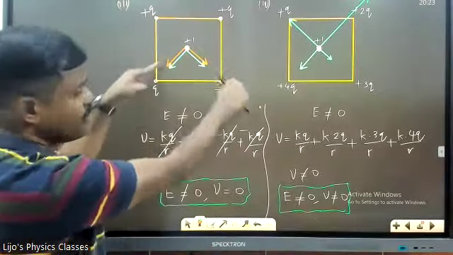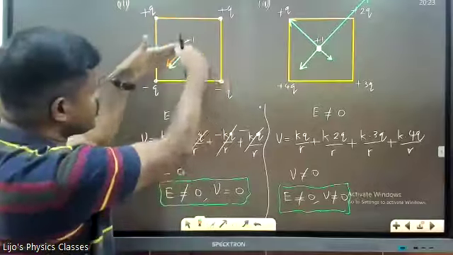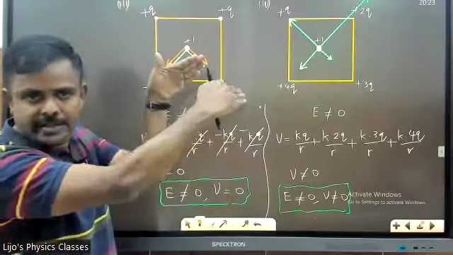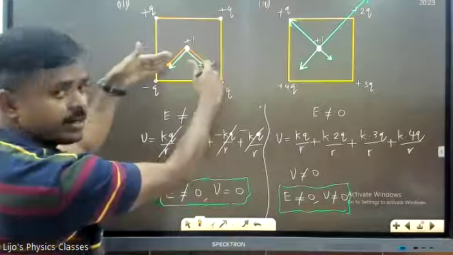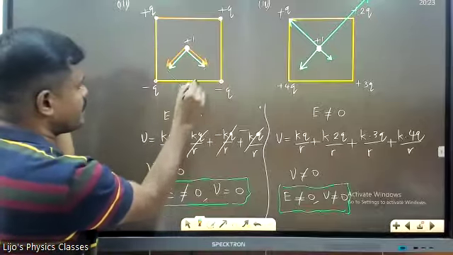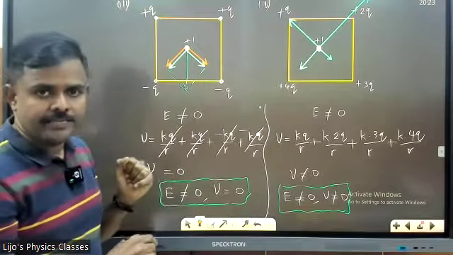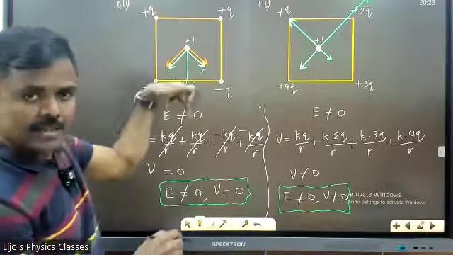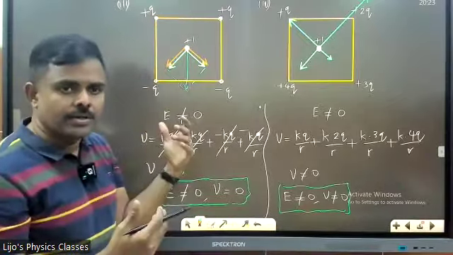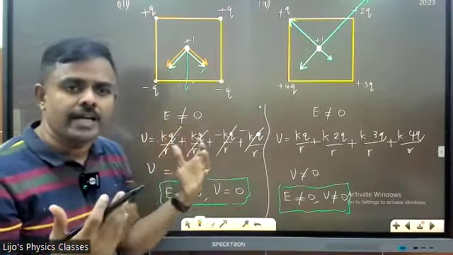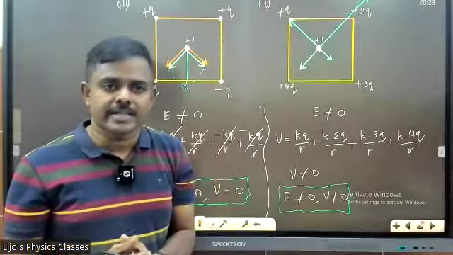Now, will they cancel out? No. They are not in opposite directions, right? They have a net field. How do you find the net field? Complete the parallelogram, draw the diagonal. The net field is down. Can they cancel out? No. They can cancel out only if they are in opposite directions.